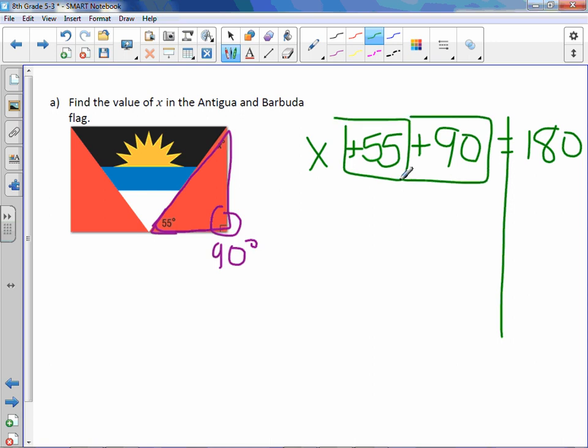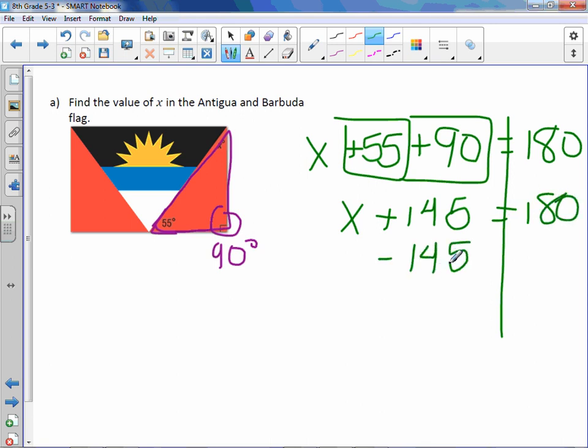Combine like terms. X plus 145 equals 180. Subtract 145. And we get 35.